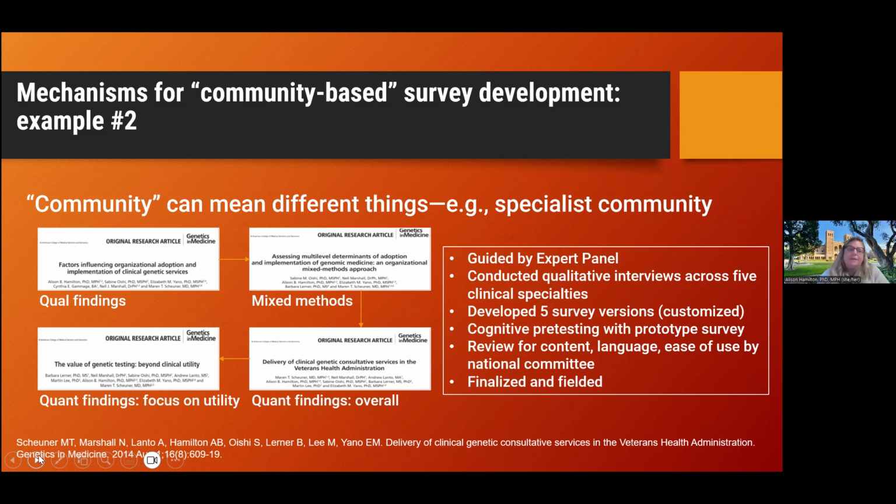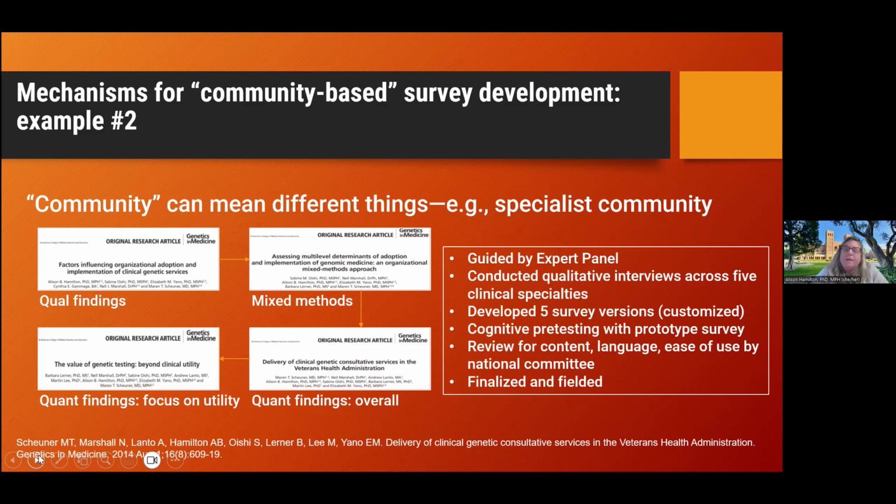And so this idea of clinical utility was something that we didn't totally anticipate and decided we could bring into the survey. We probably wouldn't have even brought it into the survey had we not learned from the qualitative interviews that this was a really key barrier or perception that was going to be affecting implementation. And so we took every finding from every specialty and figured out what the overall prototype of the survey would look like. We developed 5 customized versions of the survey.